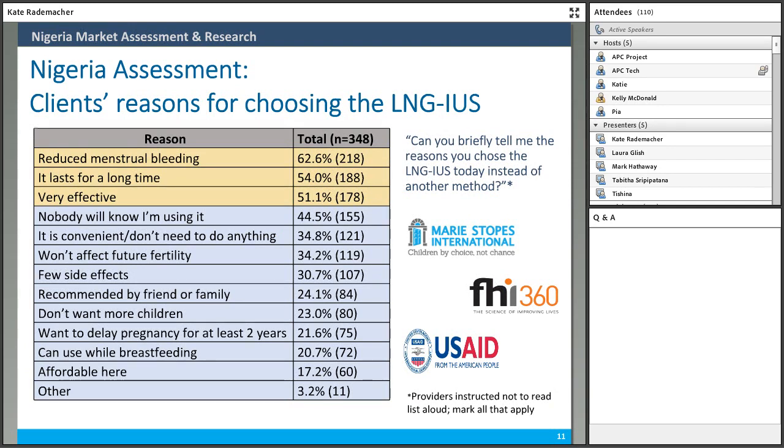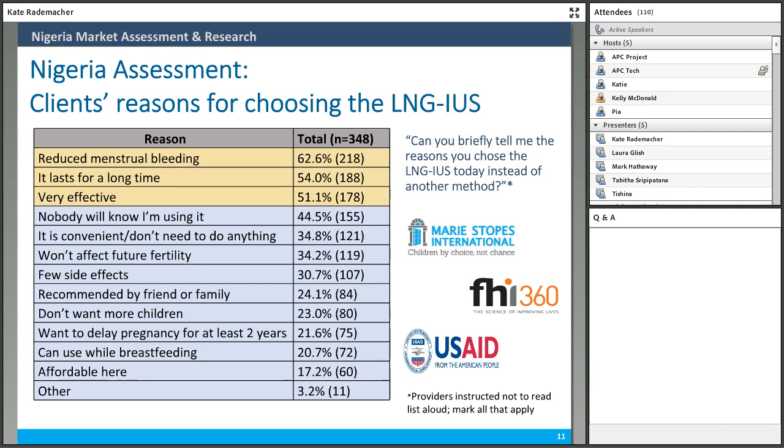In Nigeria, several partners are also introducing the LNGIS in pilot settings. One of these pilots is led by Marie Stopes International, and in partnership with MSI and FHI 360, we've been documenting women's and providers' perceptions of the method, as well as, again, key opinion leaders. We don't have time to go into a lot of the findings, but those will also be available on K4Health.